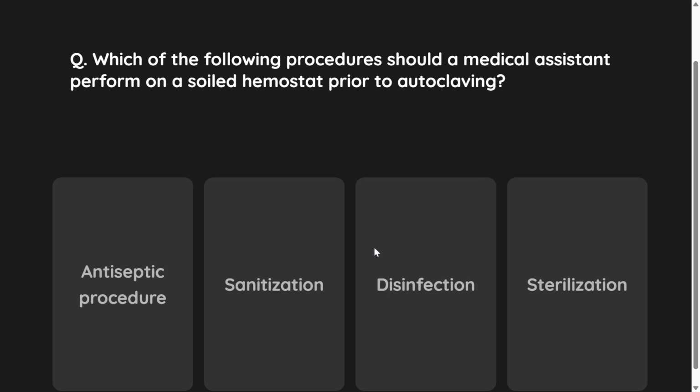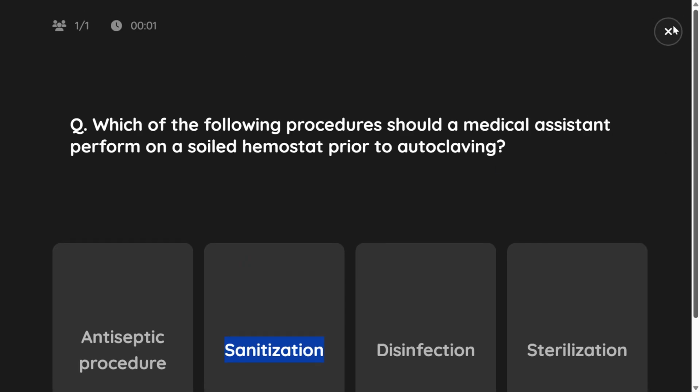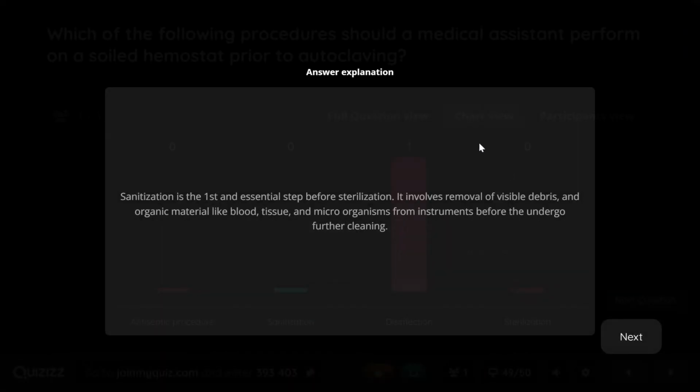If you said sanitization, then you are 100% correct. Now, sanitizing is the number one, the first and essential step before sterilization. It involves the removal of visible debris and organic material like blood, tissue, and microorganisms from the instruments before they undergo further cleaning.